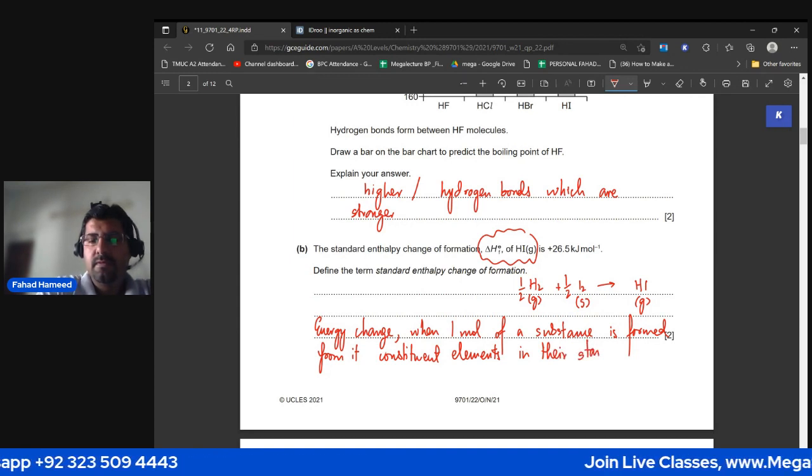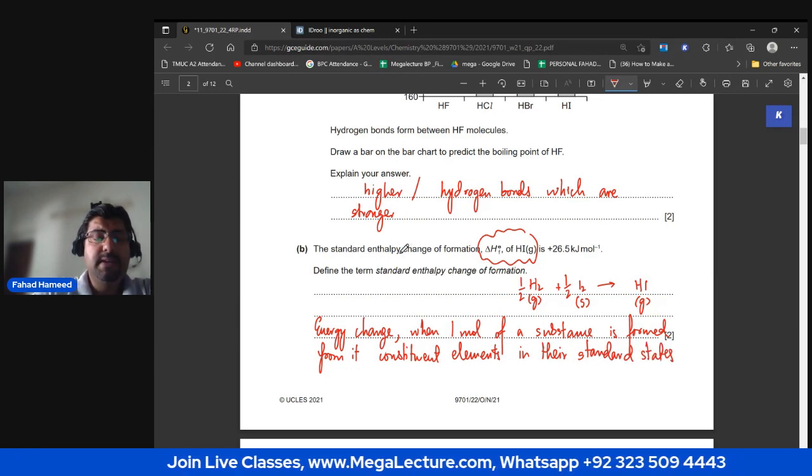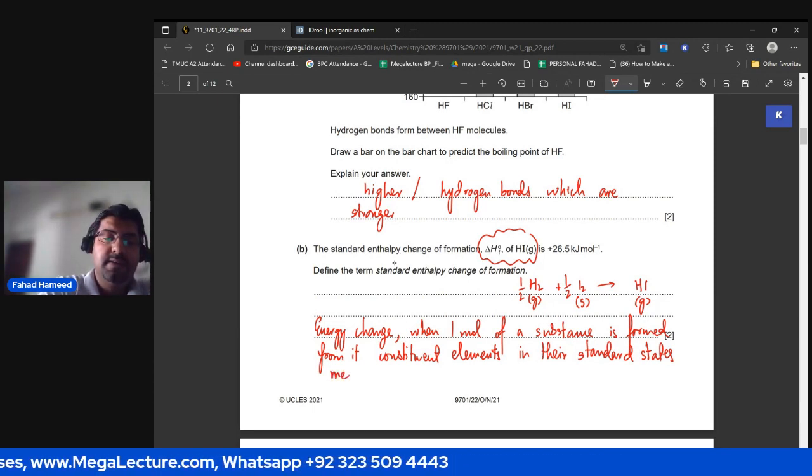Since you're talking about standard, you would also have to quote that it's measured under standard conditions.